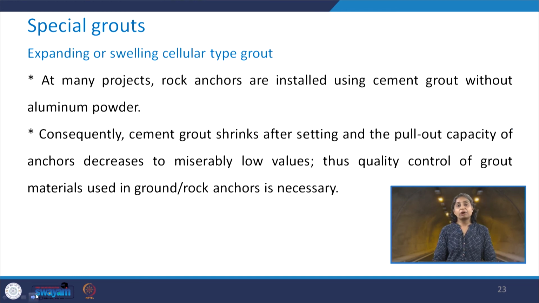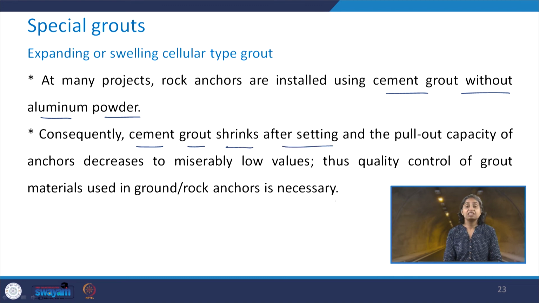In many projects, rock anchors are installed using cement grout without the aluminum powder. Consequently, what happens is cement grout shrinks after the setting, and the pull out capacity of the anchor reduces to extremely low values. So, what will happen because of that?